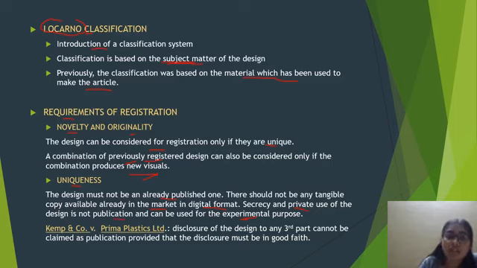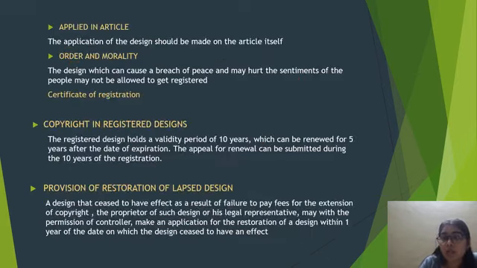Now, there is a case law, Chem and Company versus Prima Plastics Limited. Under this case law, it was held that the disclosure of the design to any third party cannot be claimed as publication, provided that the disclosure is made in good faith. If you are disclosing the design to a third party, it cannot be made a publication, provided that the disclosure is made in good faith. If the disclosure is not made in good faith, then it might become a publication.